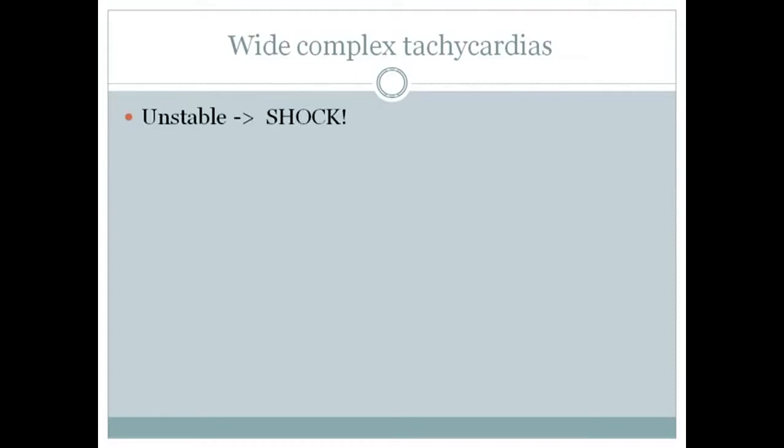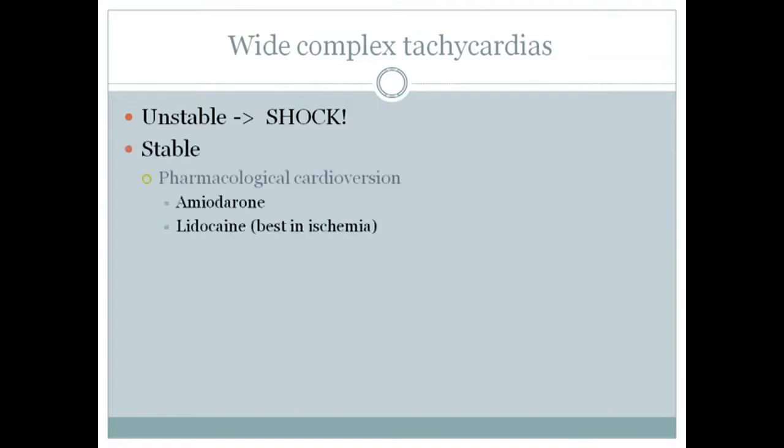The wide complex tachycardias, unstable, you shock. If they're in VFib, you're going to defibrillate. If they're in VTach, monomorphic, you're going to cardiovert. Stable, pharmacological cardioversion. There are two drugs that you need to know, if you're going to use them, even for prevention after the patient coded.